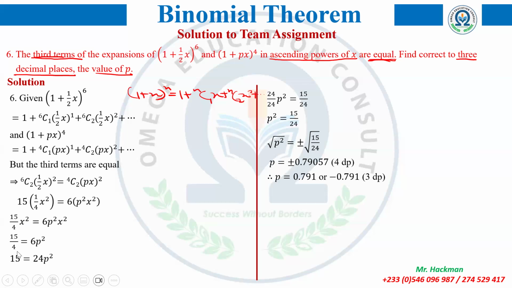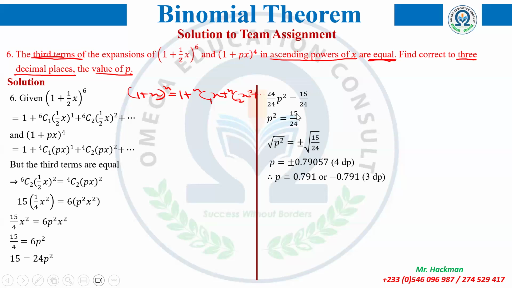Now you are looking for p, so clear the fraction. If you clear the fraction, we are going to get this. Write it again and divide by 24, and that's what I did. Only that this time around, I wrote my term of interest, the term in p. So I had 24p squared over 24, then 15 over 24. If I simplify, I'll get p squared is equal to 15 over 24.